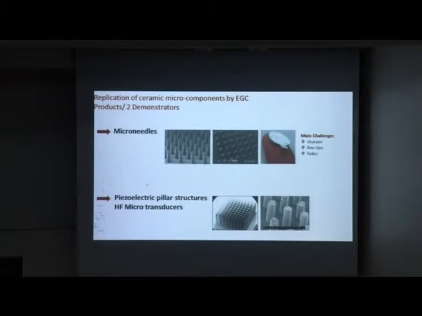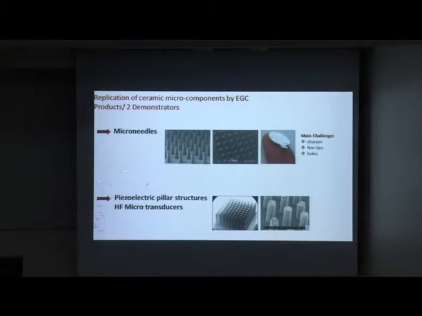So with this technology we produce two products. I have here two demonstrators for this technology, as I told, microneedles and piezoelectric pillar structures for high-frequency microtransducers. In the case of pillar structures for microtransducers, you can see that we have high aspect ratio, but we have the same size in the top and in the bottom.